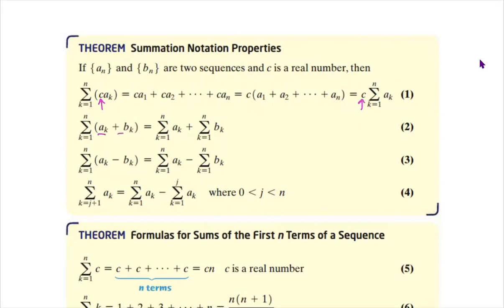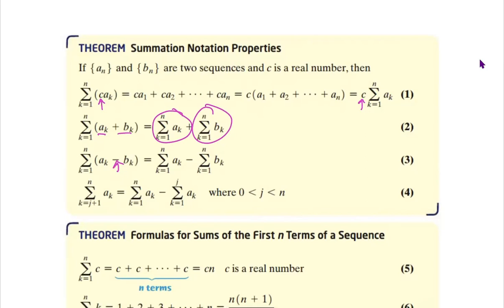If you have multiple terms affected by the variable k, then you can separate the sums. So the summation from k equals 1 to n of ak plus bk is the summation from k equals 1 to n of ak plus the summation from k equals 1 to n of bk. And the same thing applies for the minus sign too.